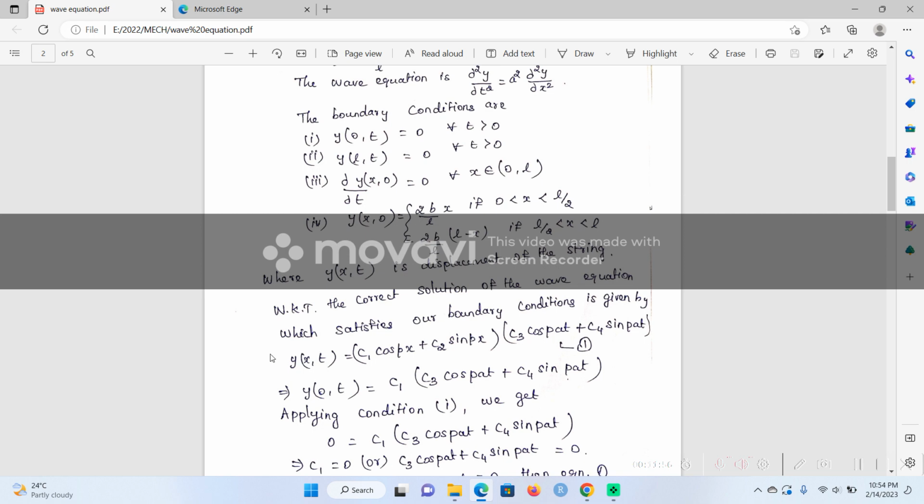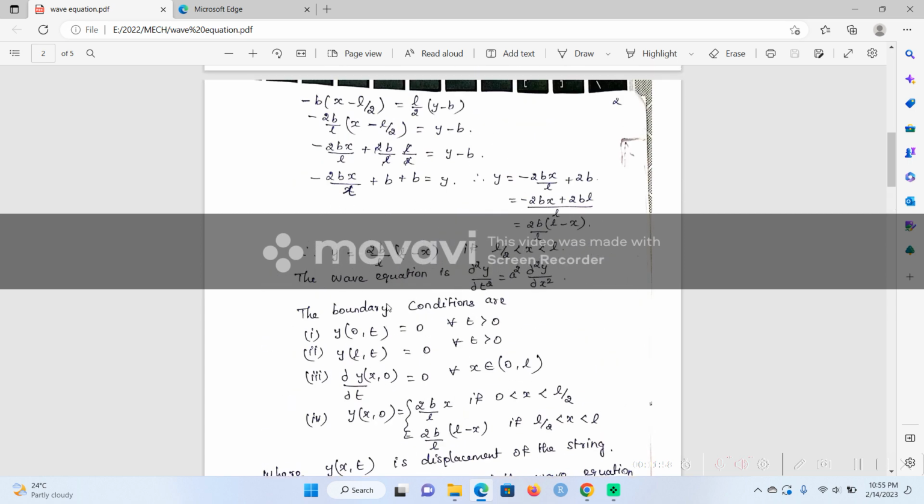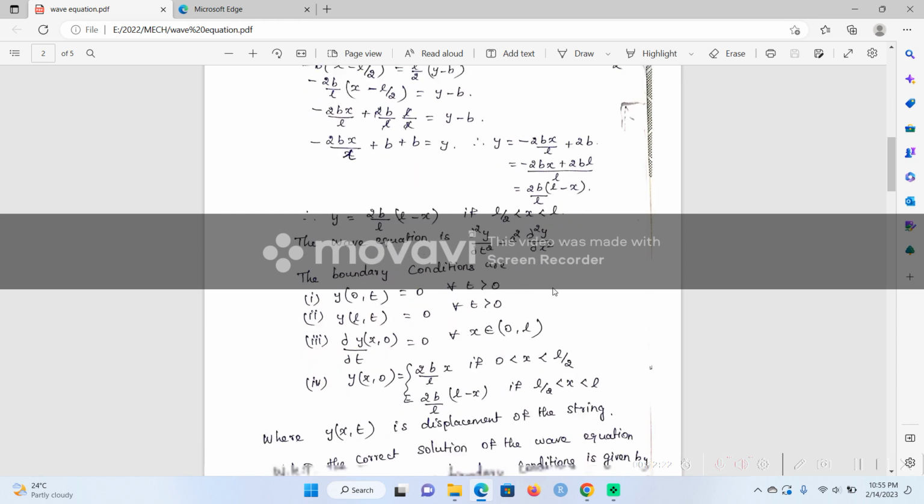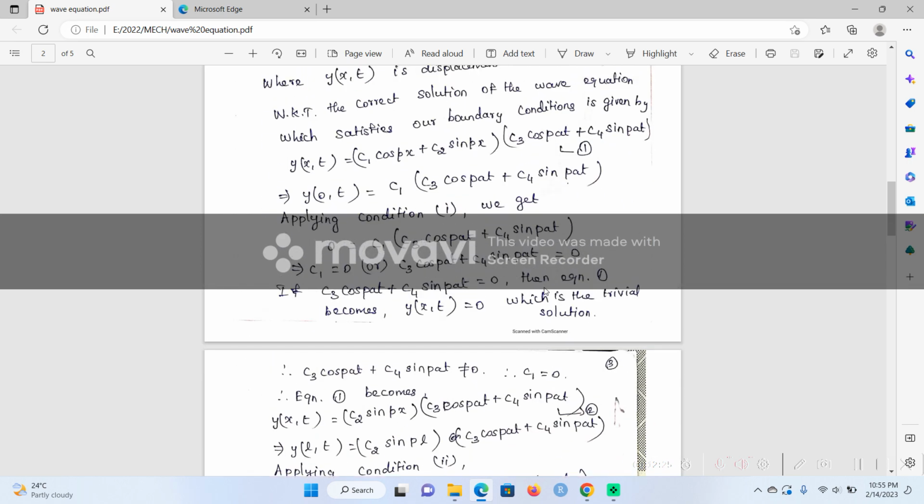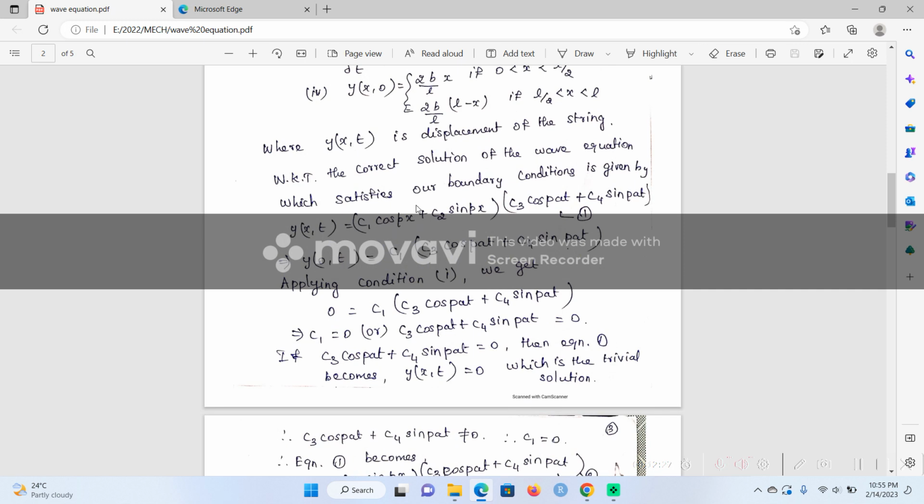And this y(x, t) obviously denotes the displacement of the string. So our displacement of the string will be in wave equation format, because if we apply any motion on that string, it will vibrate in wave nature. So we are considering the wave equation. We know the wave equation is ∂²y/∂t² = a² ∂²y/∂x².